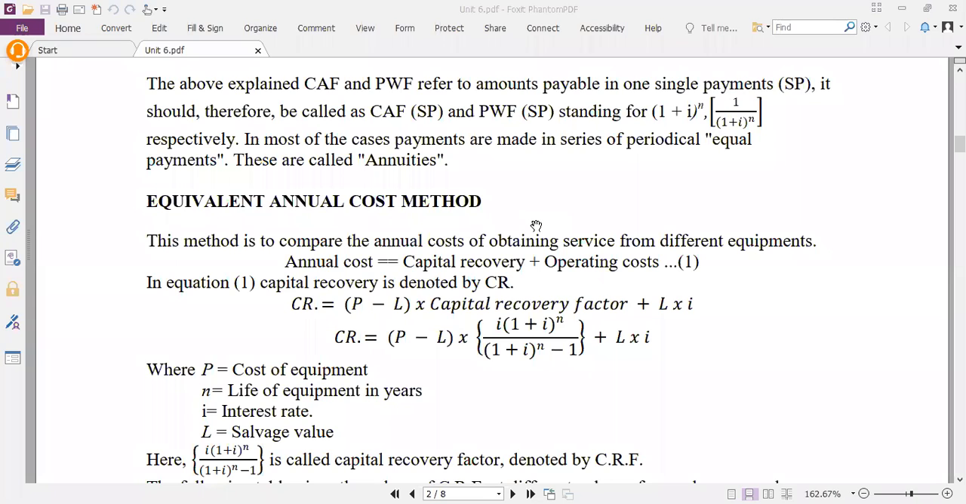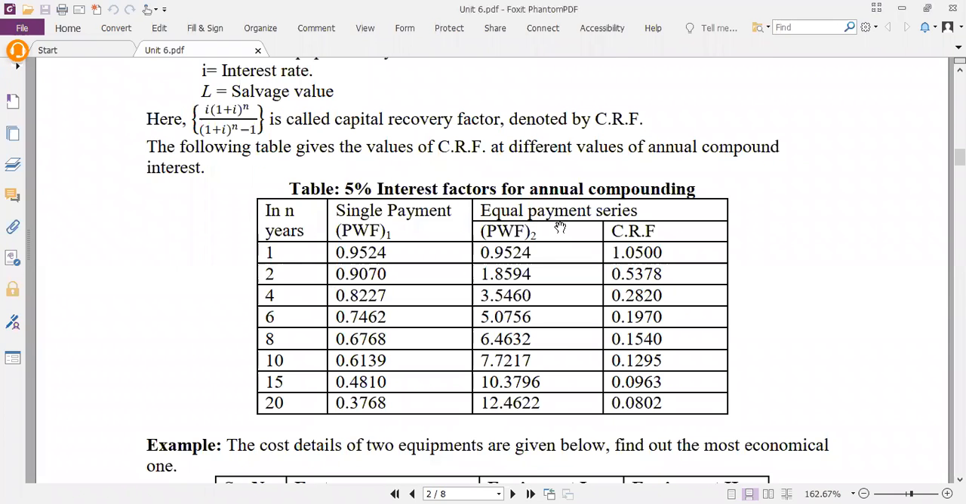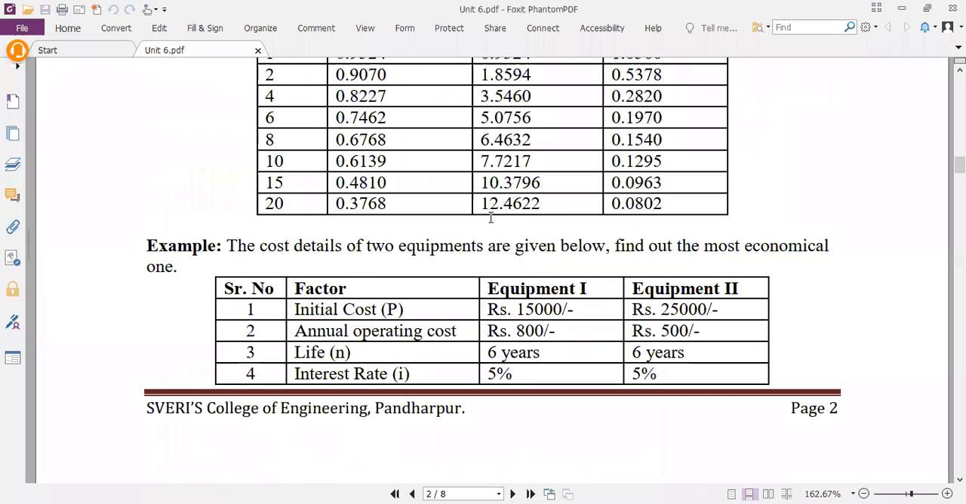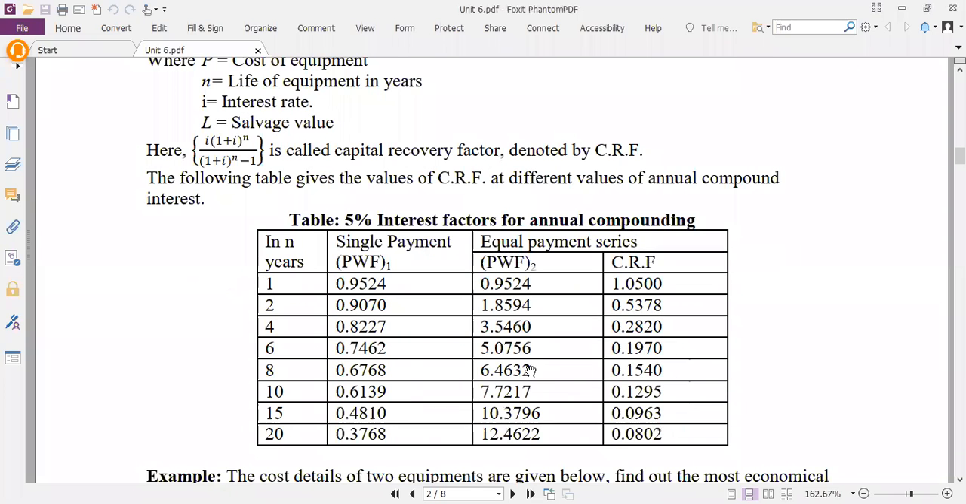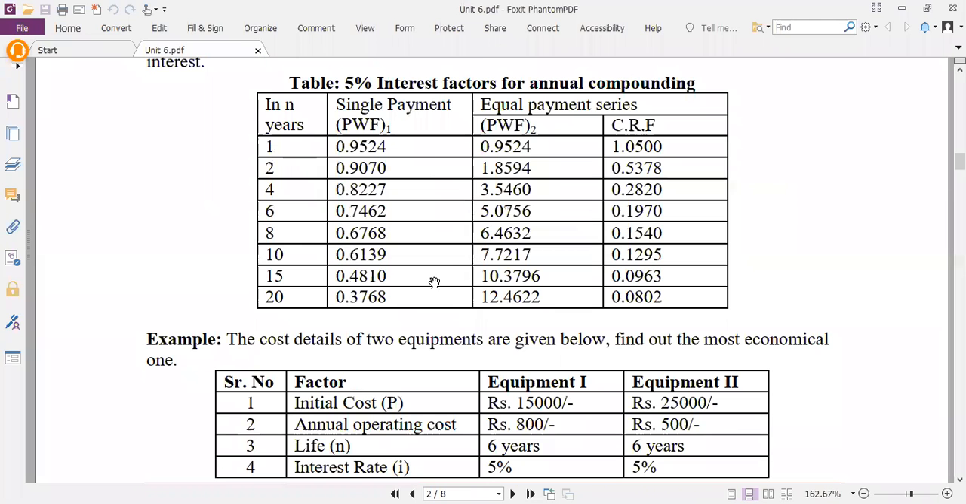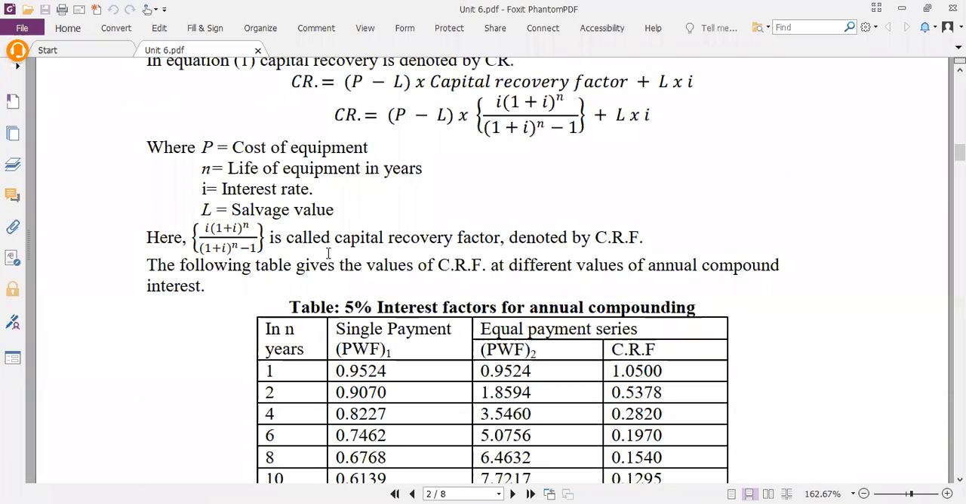Okay, if you are not looking at the formula, a standard table is provided to you: the 5% interest factor for annual compounding. For 6% annual interest, another table may be there. For 7%, another table may be there. For 8%, another table may be there. So this table is for the 5% interest factor. And if this table is not provided to you, we can calculate the capital recovery factor with the help of this formula.